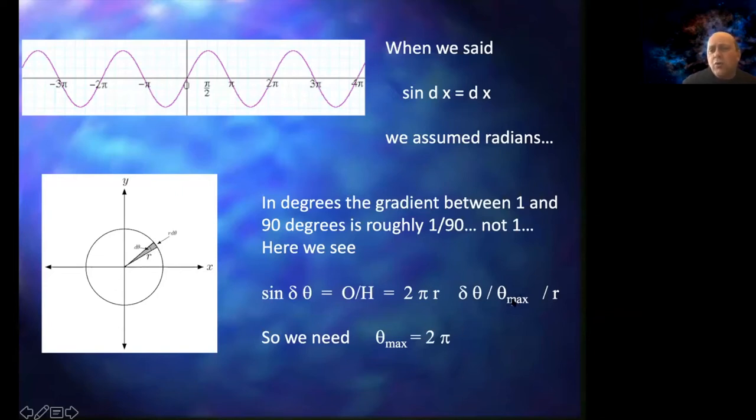Okay, so we could call that 360 degrees and work in degrees, but instead I'm going to call that 2 pi. And now you see this 2 pi cancels that 2 pi, and this r cancels that r, and we're left with sine delta theta equals delta theta. In other words, for that choice of the maximum angle, calling it 2 pi, we do indeed get the idea that this function near the origin is just a straight line with a 45 degree angle.